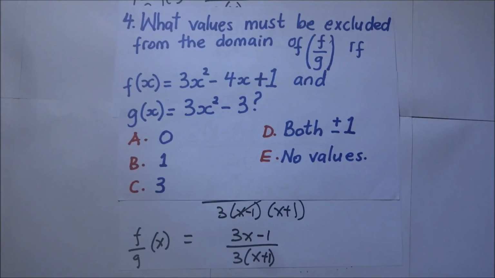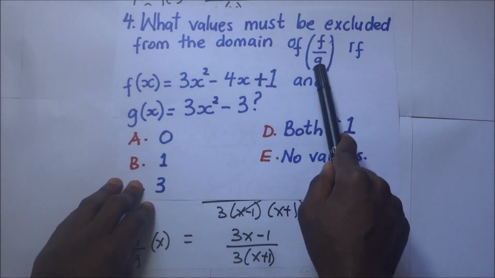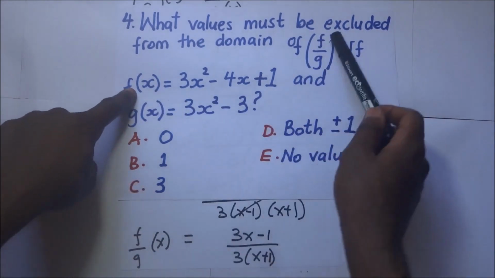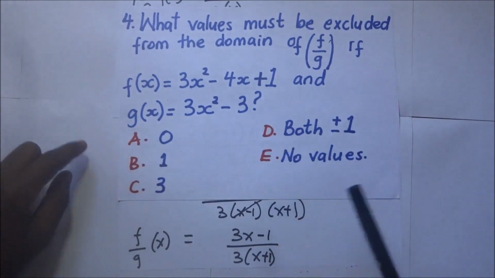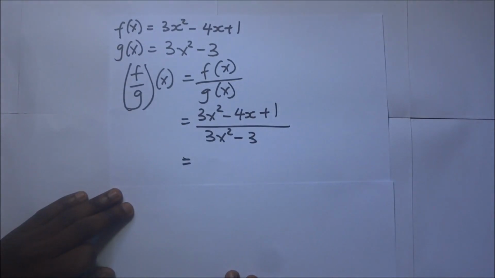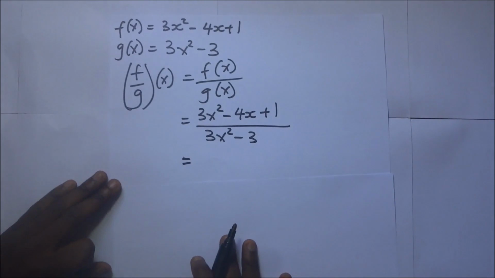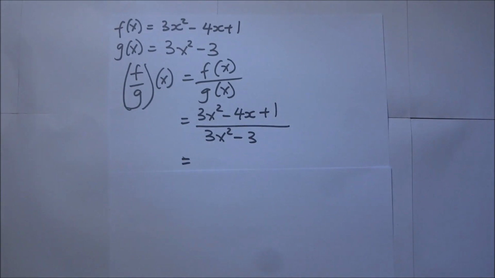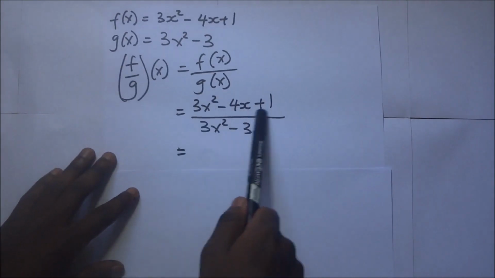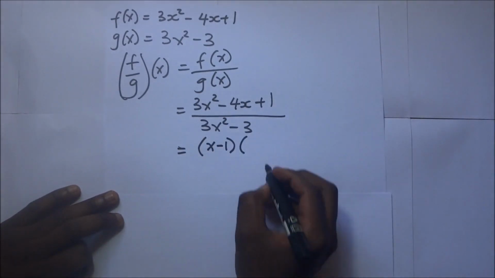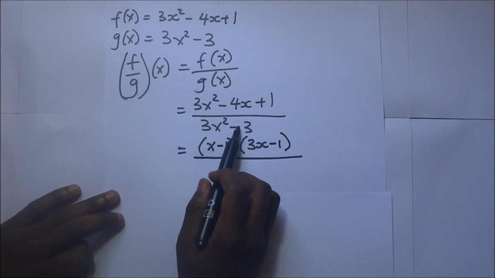What values must be excluded from the domain of this quotient f over g, if this is divided by that? Or from this quotient whereby the function f is that and the function g is given by that. So we'll go ahead and factorize this quadratic expression. Now I'm not going to go into the details of factorizing this expression. The assumption is that you know how to factorize quadratic expressions using completing squares, using the factorization method, and so on. So after factorizing this quadratic expression, in our numerator we end up with x minus 1 into 3x minus 1. Divide that by 3x squared minus 2.